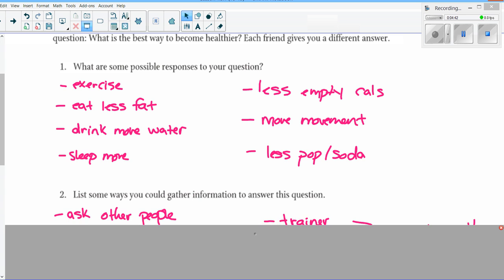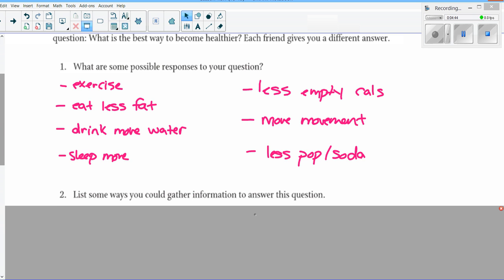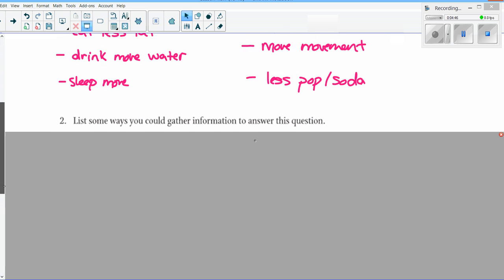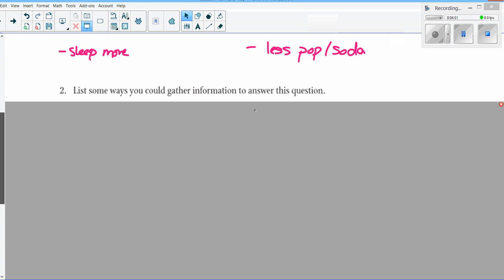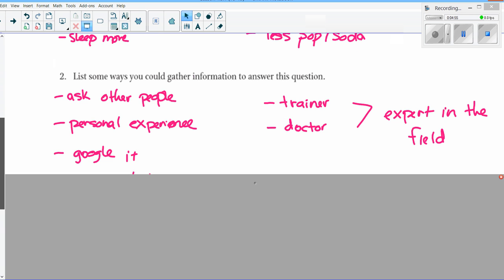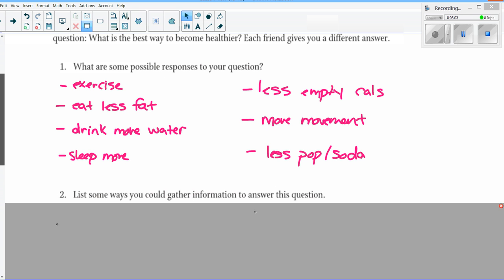The next part says, list some ways you could gather information to answer this question. So again, here's what I had from last year for what students said. They said that you could ask other people. You could ask somebody who has personal experience getting healthy, losing weight. You can always Google it.